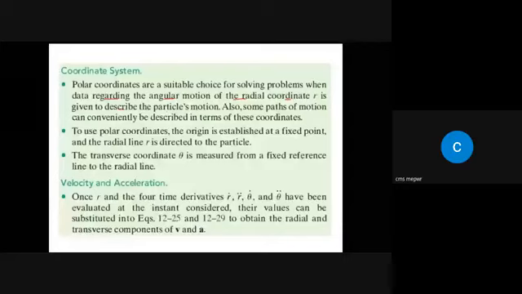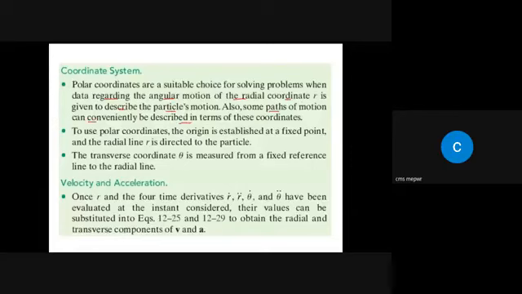Also, some paths of motion can conveniently be described in terms of these coordinates, as I have given you the example of your CAT course, the diagram that we used to make in CAT. That was just modeling, just drawing, but we also face a similar situation while doing kinematic analysis or kinetic analysis sometimes.